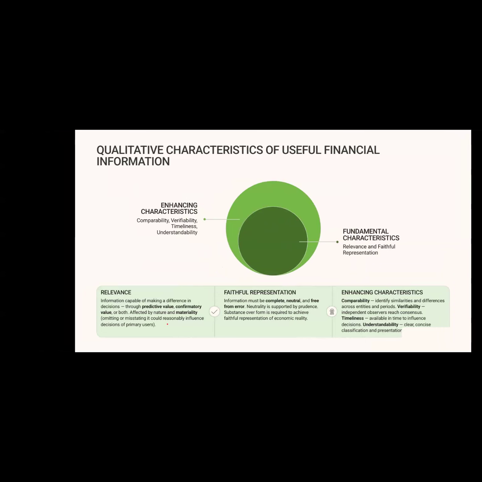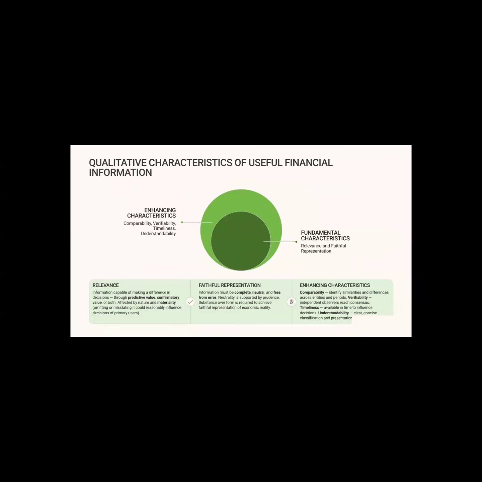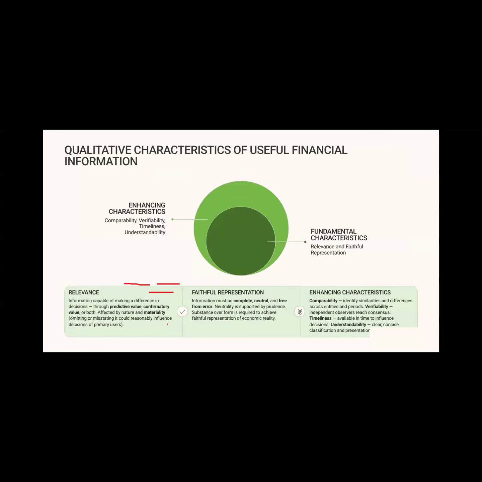Is it okay? Predictive, confirmatory, and materiality. These are the three characteristics that should be there. Okay, I hope you can understand. If you have any issues, please drop me a message. So the one fundamental characteristic is relevance. That is okay now. The next one, faithful representation.